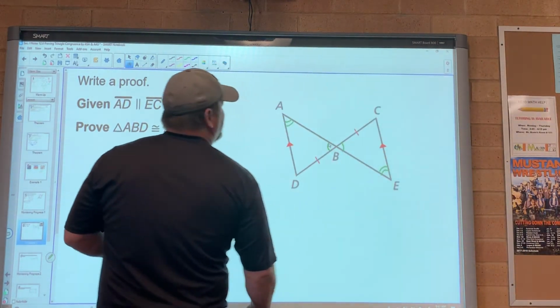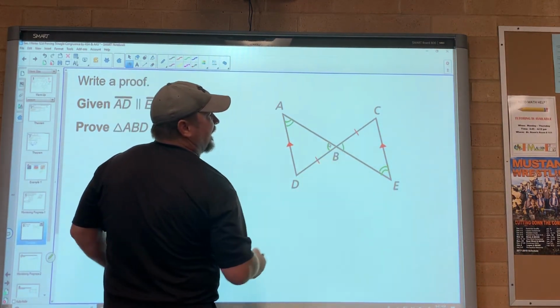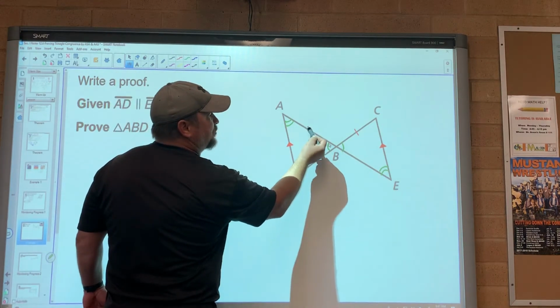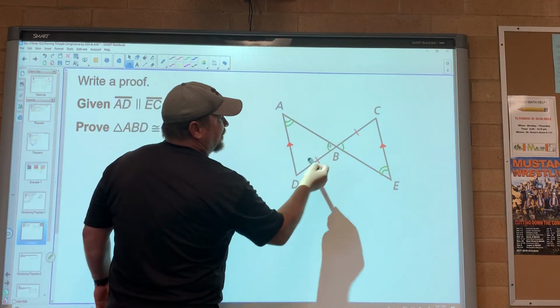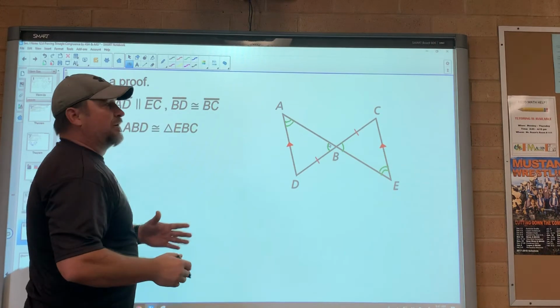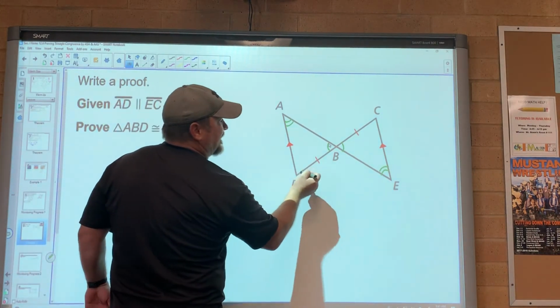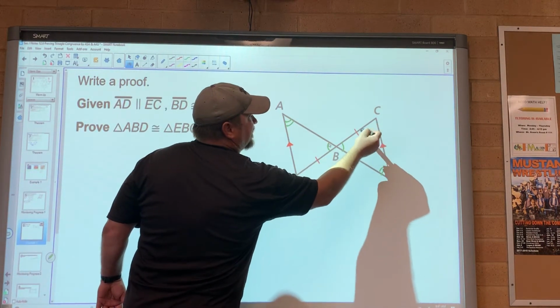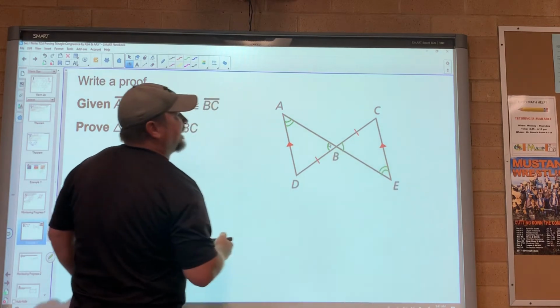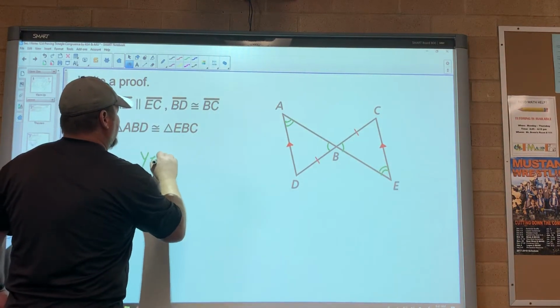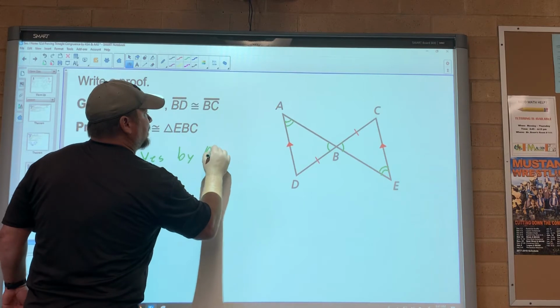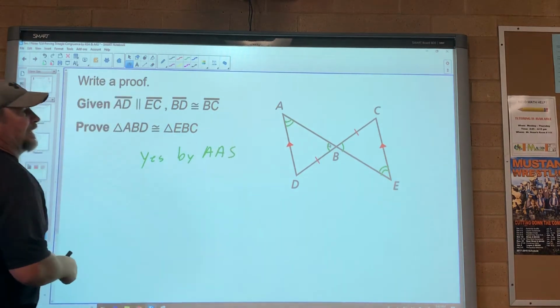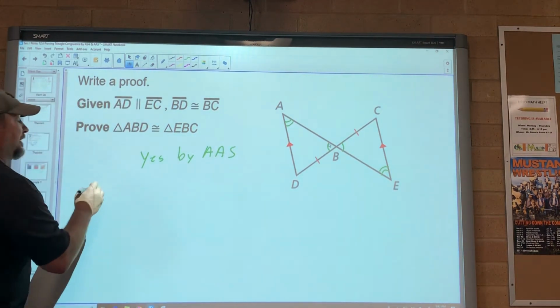Well, the 2 angles and the non-included side. Notice it's not included between the 2 marks. So does it go to the correct angle? I believe it does. It has nothing to 1, nothing to 1. So I'm saying yes by angle, non-included side, and now we'll write a statement.